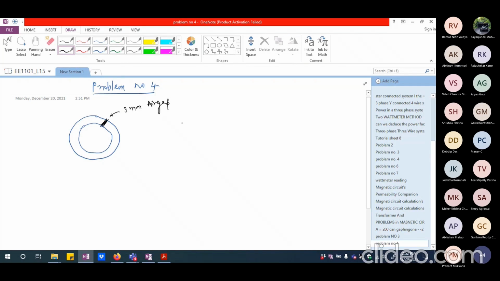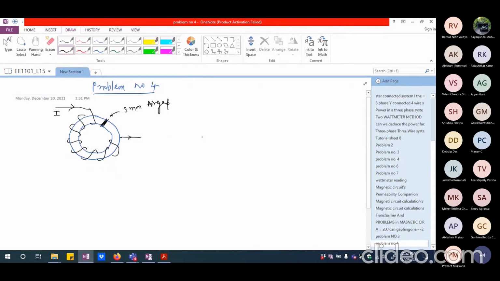Air gap is being created. Okay. And this is having uniformly wound wire. So let us say it is somewhat like this. I'm going to have the wire wound somewhat like this. So this is the wire that is wound around. Okay. So I'm going to have a current I flowing like this.